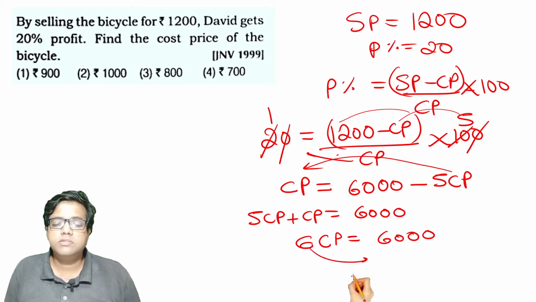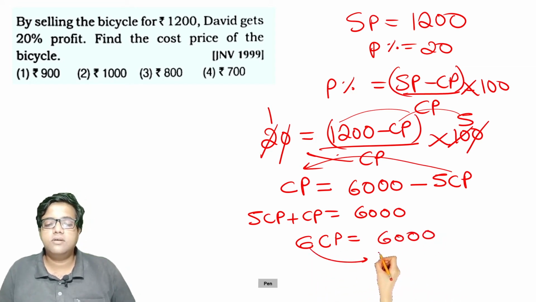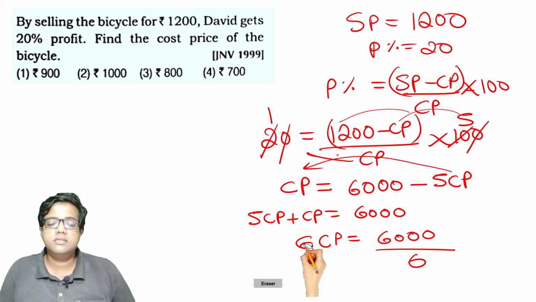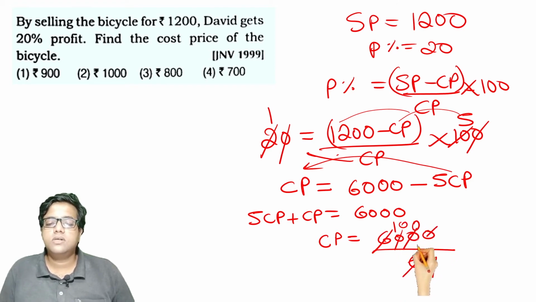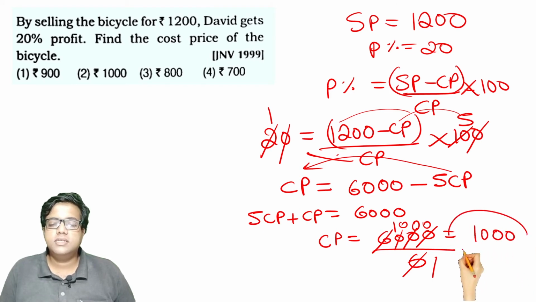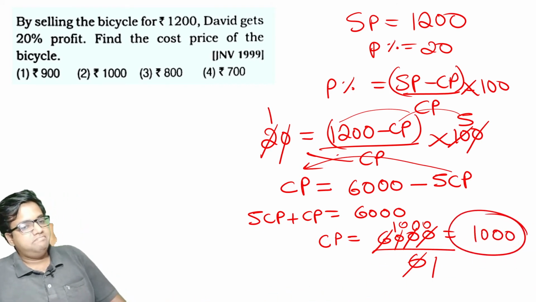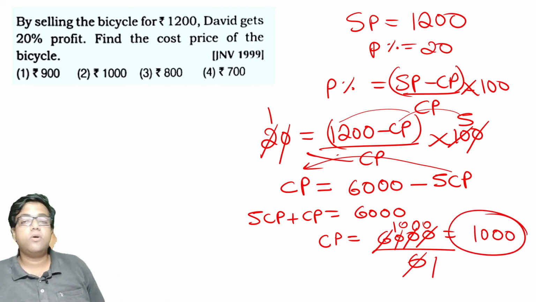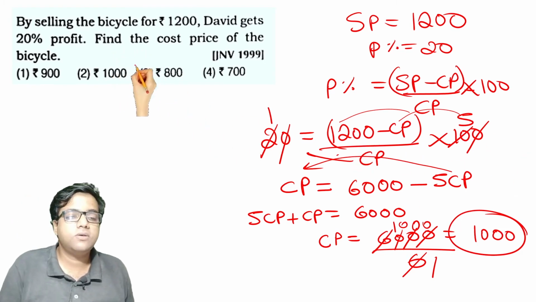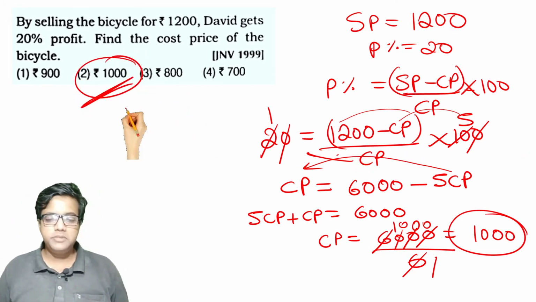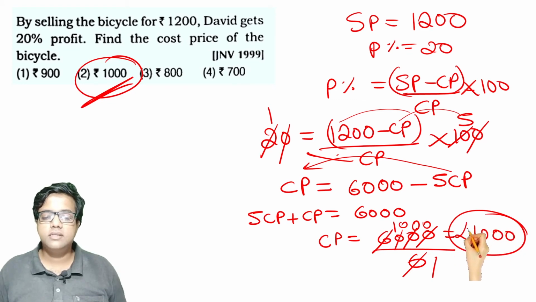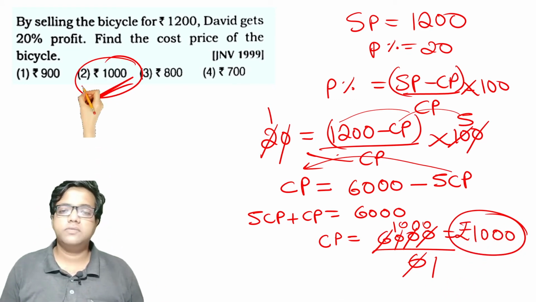So send this 6 downside. What you will get? Divided by 6, 6 ones are 6, 6 zeros is 0, 6 zeros is 0, 6 zeros is 0. So therefore 1000 rupees is the profit. So sorry, cost price. 1000 rupees is the cost price of this bicycle. Option 2 is the right answer.